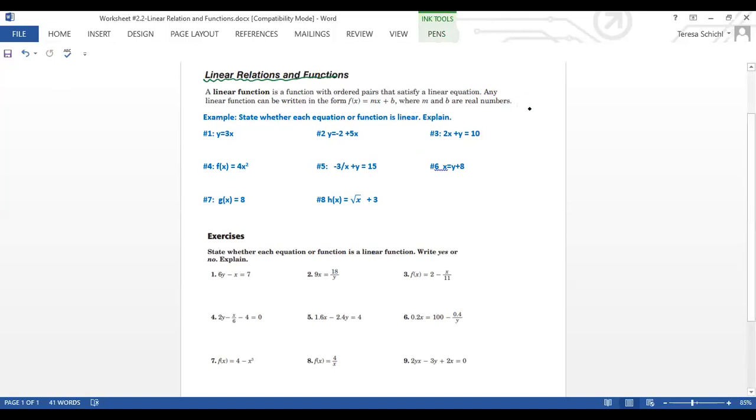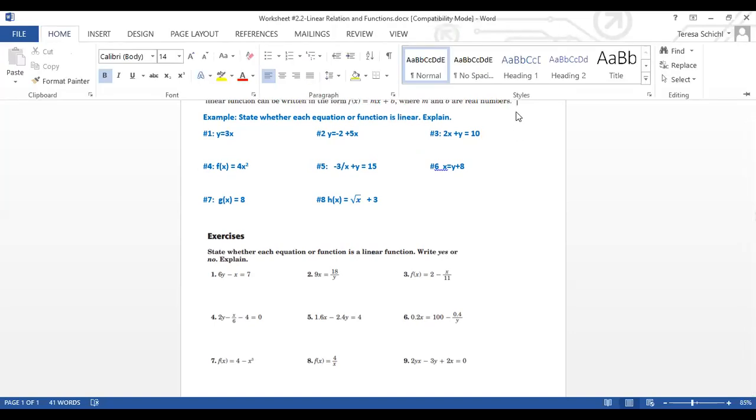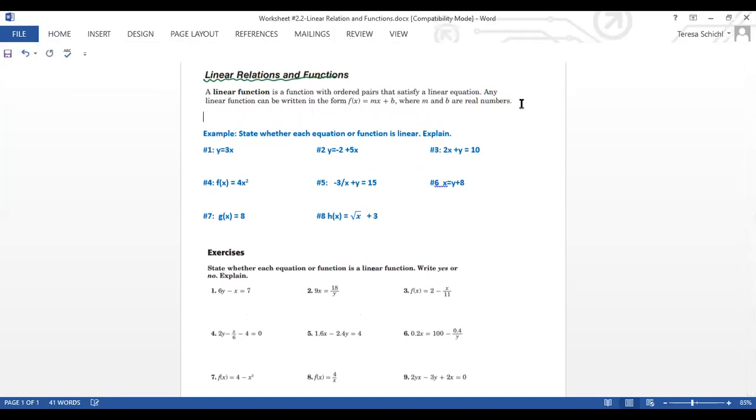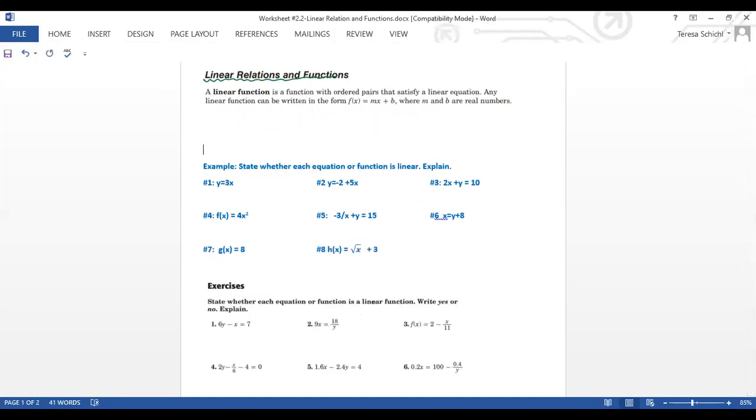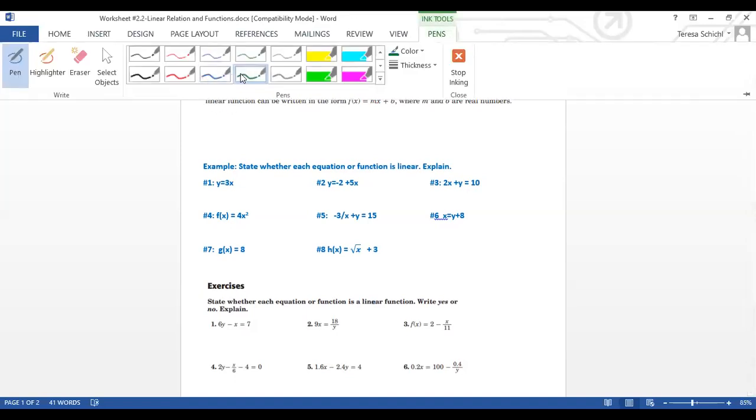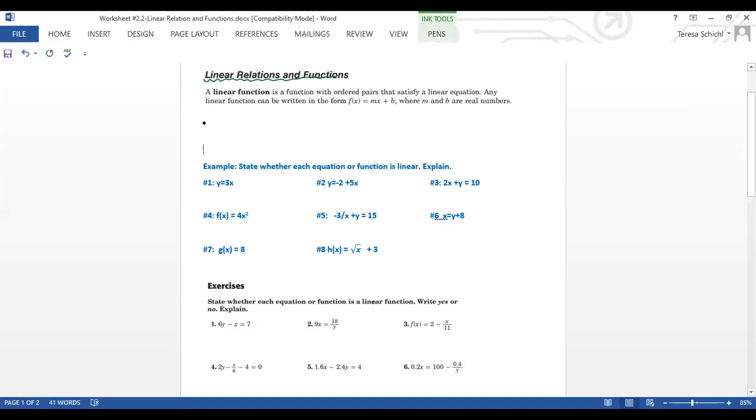We're going to go over this form, y equal to mx plus b, in great detail later. But for this section, we're only going to talk about what to do when they give you a function and you want to see if it is a linear function or not. So for this lecture, how do we identify a linear function?